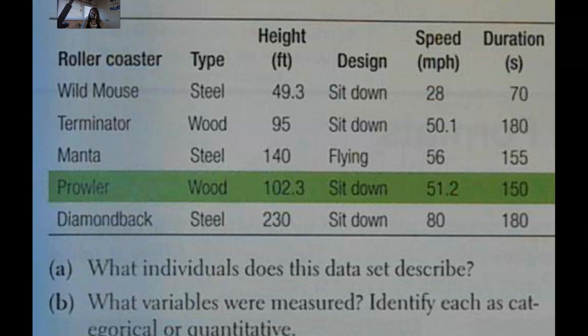Okay. Next question is, what variables were measured, and are they categorical or quantitative? So here's what I want you to write on your whiteboard. What is the first variable that they measured? There's things across the top in bold. What is the first variable that they measured? And actually write out the word. You got about 10.